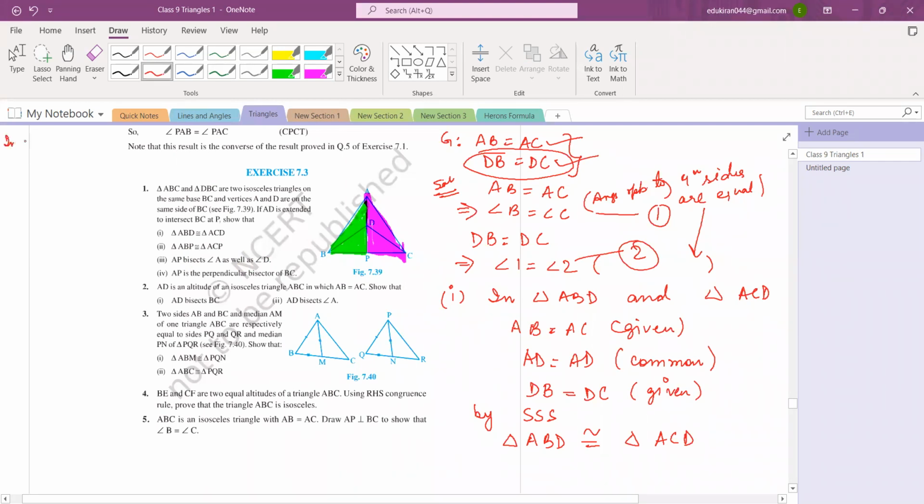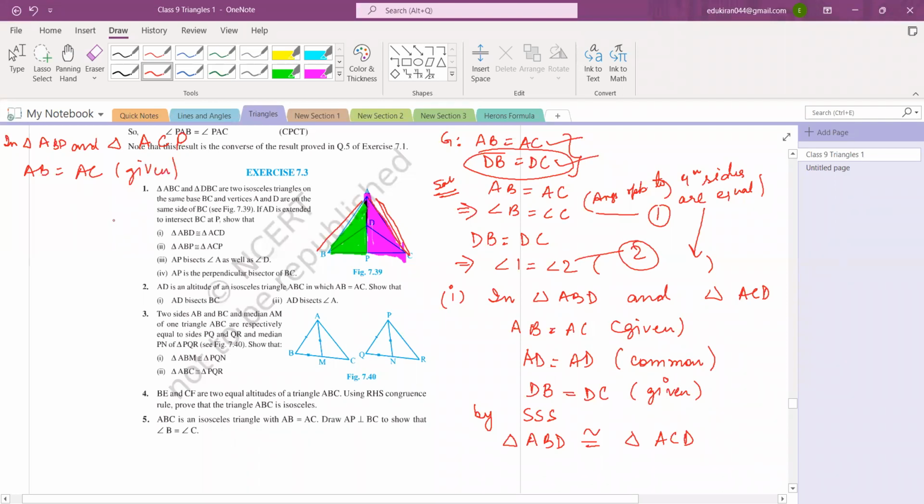So take triangle ABP and triangle ACP. So we have taken these two triangles. Now see whatever is there. So one is AB is equal to AC, sorry, because this side is equal to this side, all right? Yes, ma'am. Okay, so this is given.